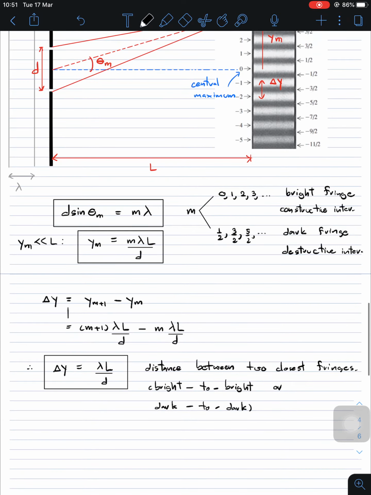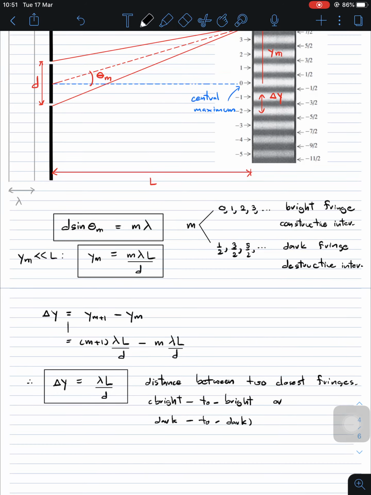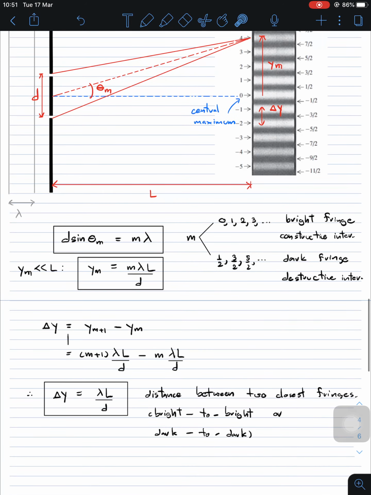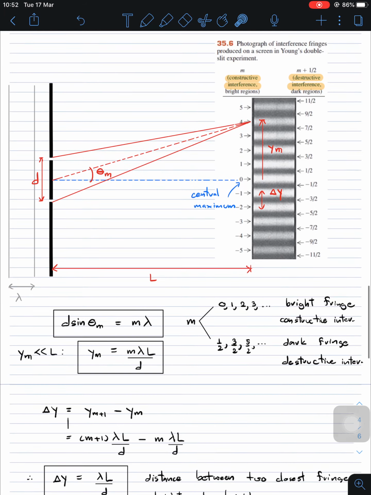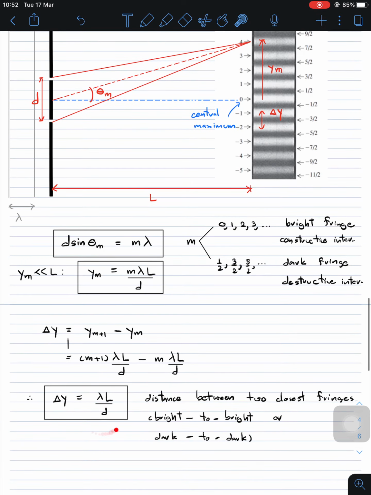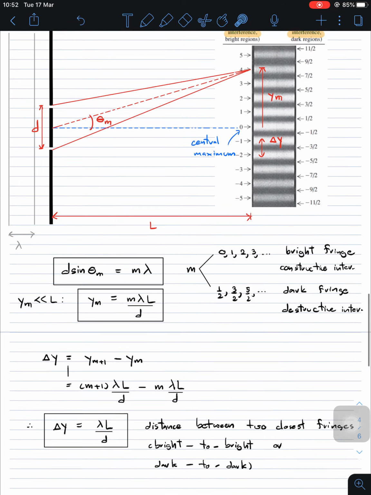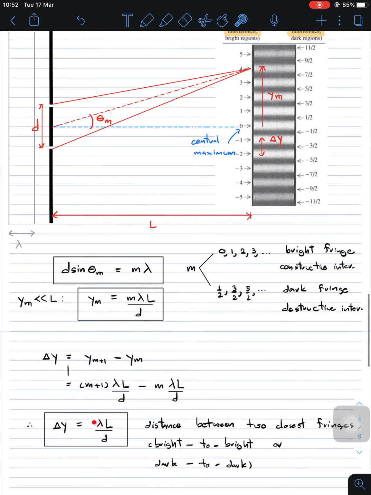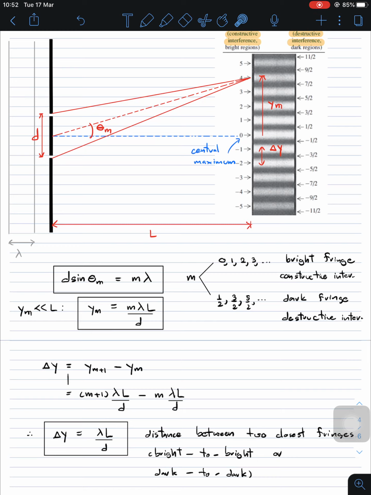So one thing that we can get from this equation is that the distance between two bright fringes must be constant. From this picture you can see that from this to this is one distance, and from this to this is another distance, and they are just the same. Because this equation just depends on the wavelength, L and d, it doesn't depend on m. So the distance between the two closest bright fringes is always the same.